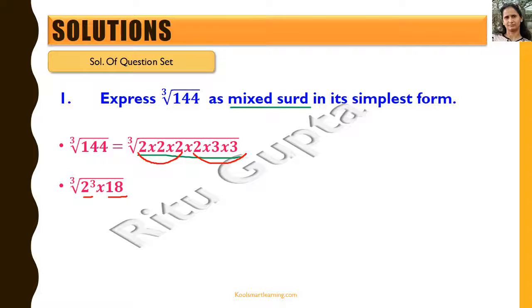So now here, the cube root of 2 cube becomes 2, and then we have the cube root of 18, 2 multiplied by the cube root of 18. So it is 2 cube root of 18, which becomes the mixed surd of the cube root of 144.